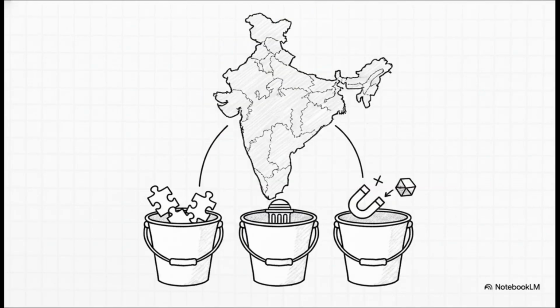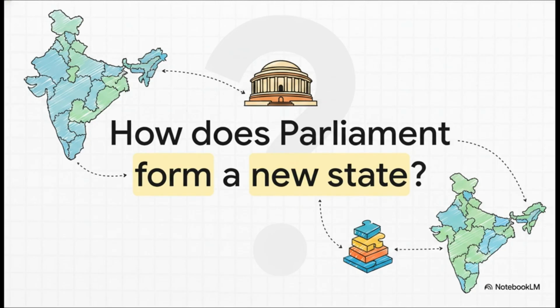Furthermore, Article 1, Clause 3 takes the territory of India and categorizes it into 3 exact buckets. It comprises 1. The territories of the states, 2. The Union territories specified in the first schedule, and 3. Such other territories as may be acquired. So, if a question asks what constitutes the territory of India, it is strictly these 3 points. Nothing more, nothing less.